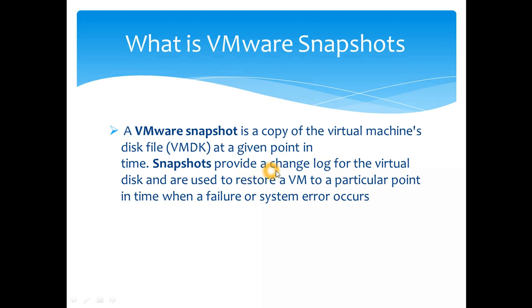Okay, and Snapshot provides a change log for the virtual disk and is used to restore a VM to a particular point in time when a failure or a system error occurs. So if, for example, you made those changes, you have a snapshot, and suddenly the system goes belly up, it doesn't work anymore, you can go back in time and get your system back in the state before you made those changes.